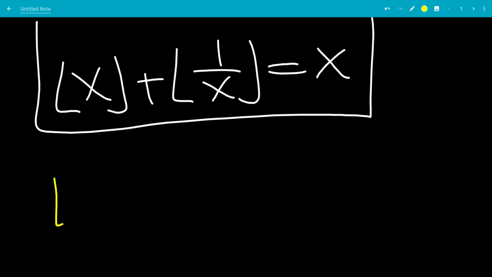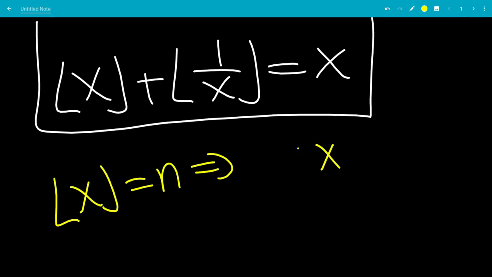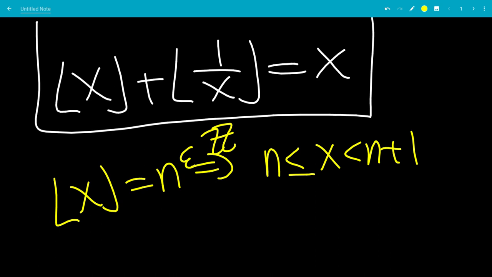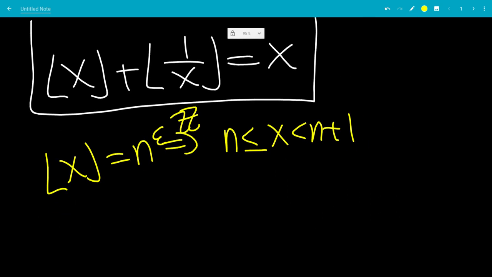Okay, so the floor of x equals n implies that x is between n and n plus 1, but x can be equal to n, and also n is an integer. Okay, so let's look at some examples.